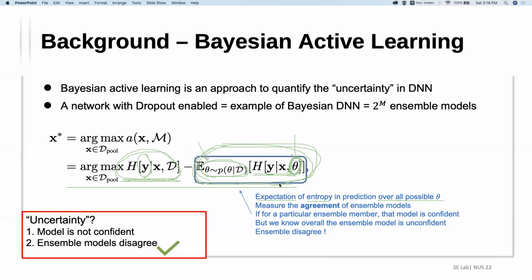Because the overall uncertainty is high, but the expected value is low. It's because for some particular ensemble member, the model is quite confident, so the average entropy is pulled down. In other words, some ensemble members are confident while the other ensemble members are not confident. So the ensemble models disagree with each other. The second term corresponds to the second definition of uncertainty, and the first term corresponds to the first definition of uncertainty.